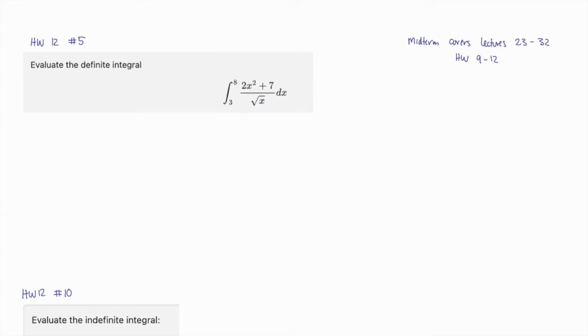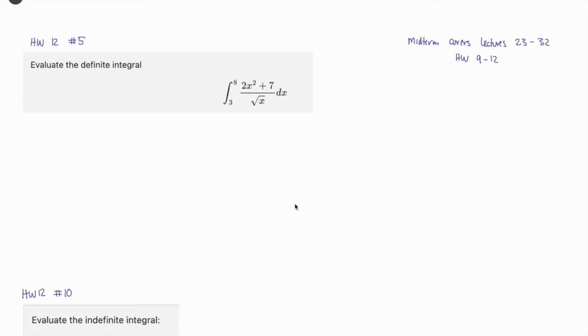So I've prepared a few sample problems I'm going to work through, but please remember that your midterm covers lectures 23 through 32 and homeworks 9 through 12. So this will be just a few selected problems from certain sections. I thought it would be useful to walk through some of these, but please remember that this is a non-extensive list and to review additionally. Make sure you're covering all the material that's going to be on the exam.